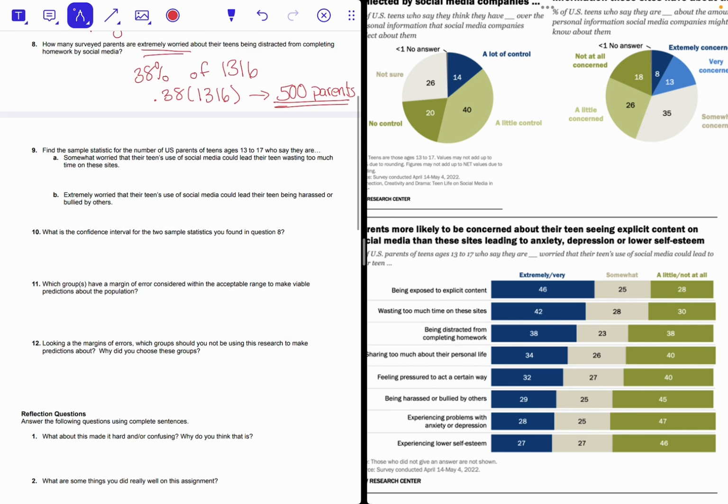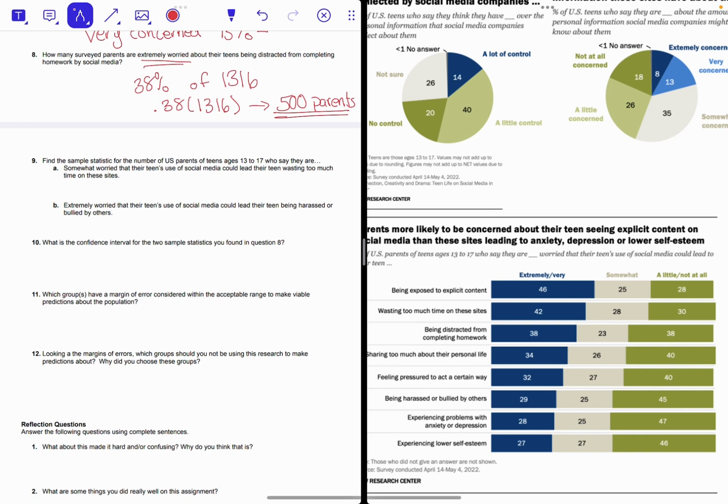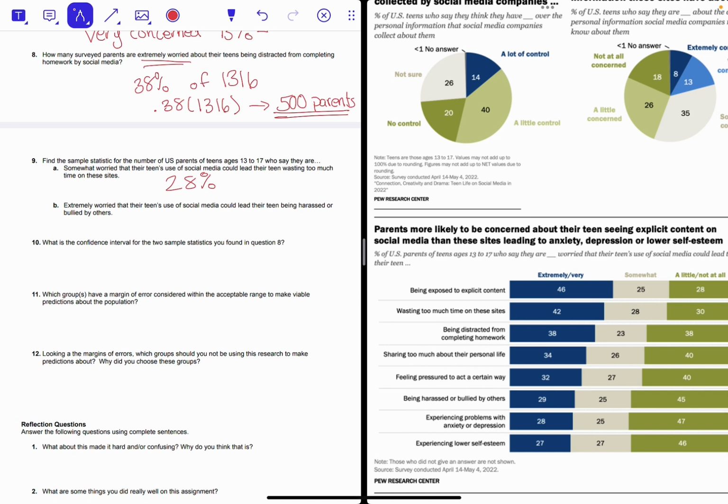Okay, moving along to the next slide. So for the sample statistic, we're looking at parents, and we want to find the sample statistic of the people who are somewhat worried. So we're going to be looking at that gray middle bar, that their teen's use of social media could lead to their teen wasting too much time on these sites. So wasting too much time is the 2nd row down, and notice that's 28%. Extremely worried that their teen's use of social media could lead their teen to being harassed or bullied. So extremely worried again is the blue, and bullied is 3 up from the bottom, so that's 29%.